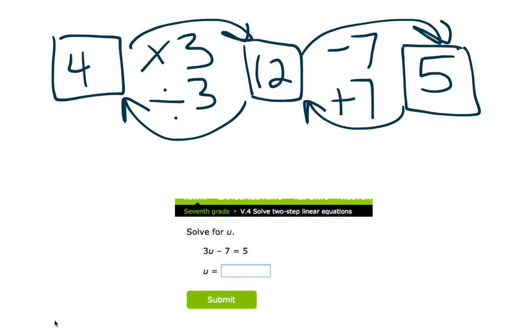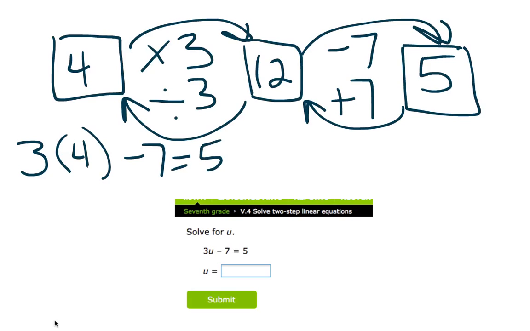So notice that on the top we multiplied by 3, on the bottom we divided by 3. On the top we subtracted 7, on the bottom we added 7. So we do the opposite. And we do it from our answer, or from what's given, which was 5, all the way back to our answer. That's why we call it backtracking.